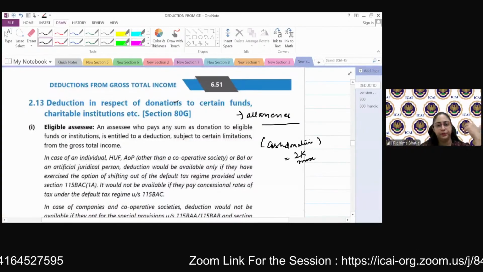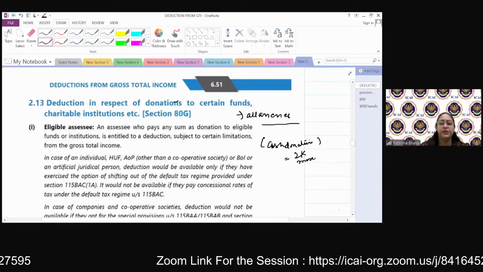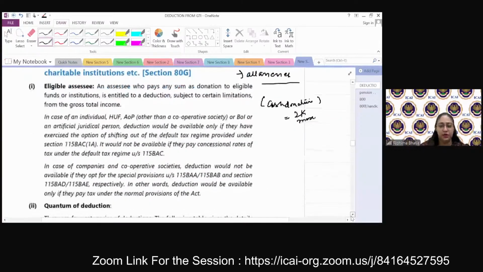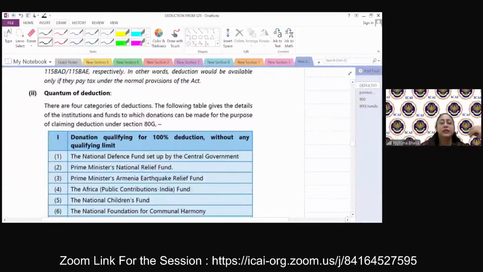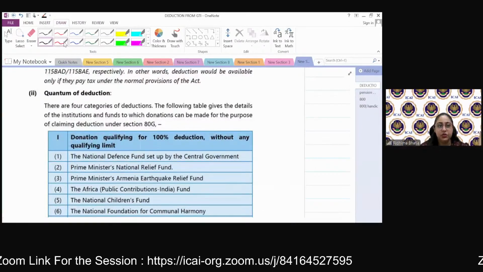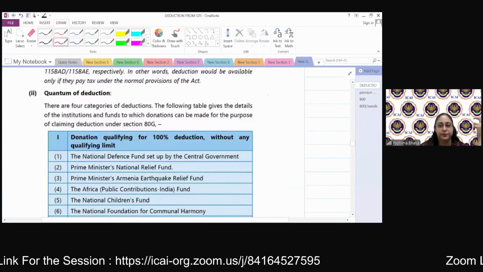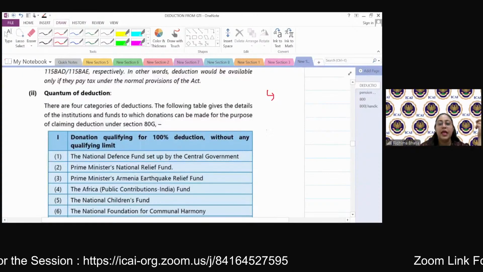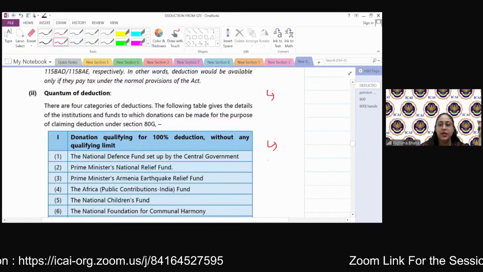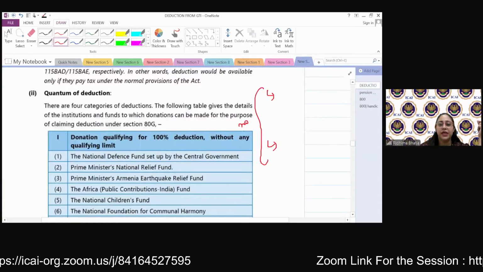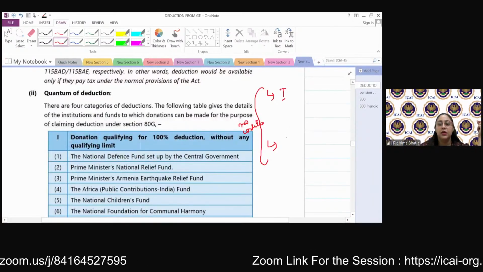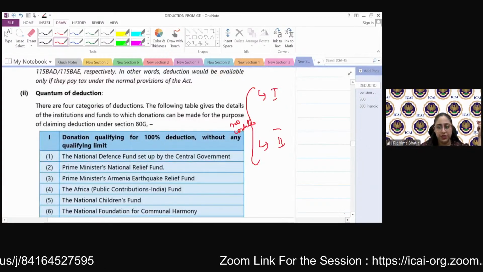Now, this is also not allowed for 115BAC or 115BAA or 115BAB. No one is allowed. Now, in this particular section 80G, which is the general donation section, there are 4 categories. Category 1 and 2 are no-condition-based categories, and category 3 and 4 are condition-based categories.